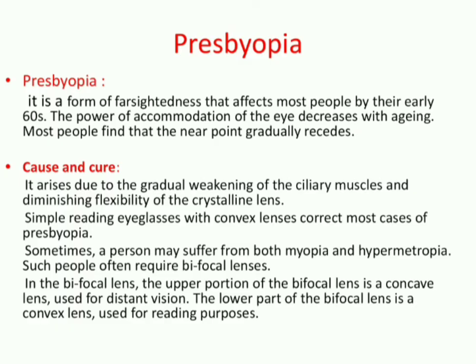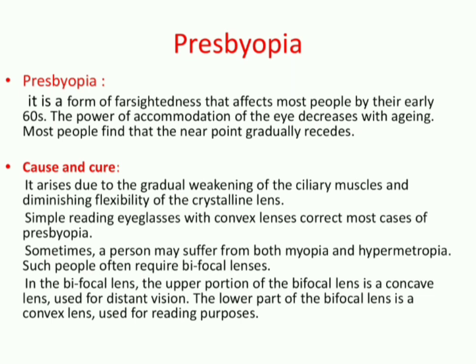Now come to the last defect. This is called presbyopia. It is another form of farsightedness which occurs mainly because of the rigidity of the ciliary muscles. With growing age, the ciliary muscles lose their power of accommodation. They don't adjust the focal length of the eye when an object is brought from infinity to the near point. So this defect may lead to either farsightedness or both farsightedness as well as short-sightedness.